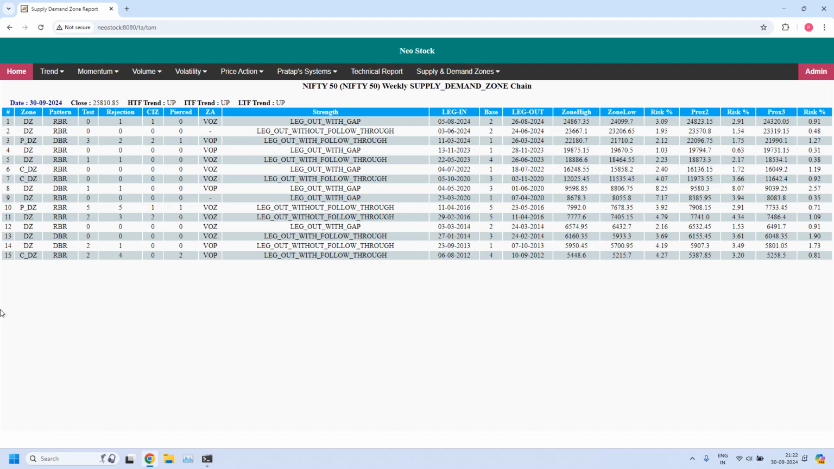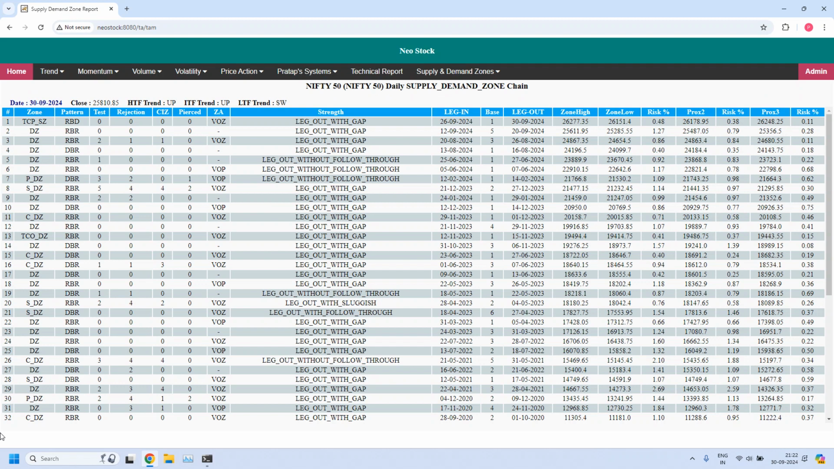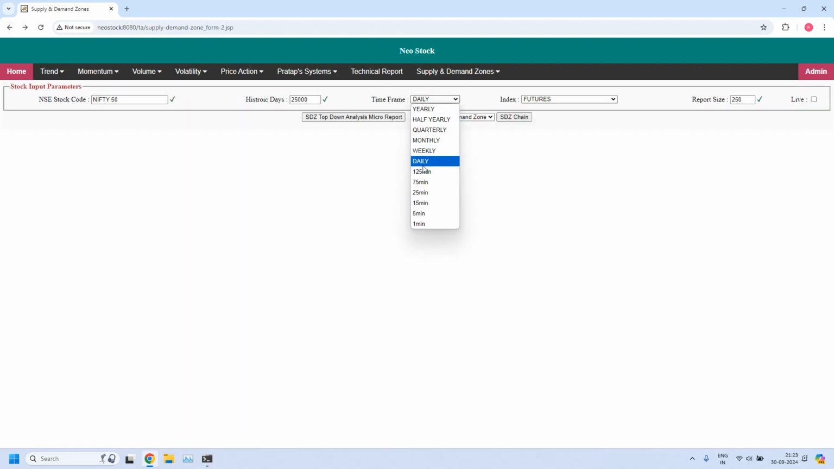You need to pause the video. Okay, the next time frame is daily, generating daily supply demand zone chain for NIFTY. Okay, the next time frame is 125 minutes. I am generating 125 minute supply demand zone chain for NIFTY.